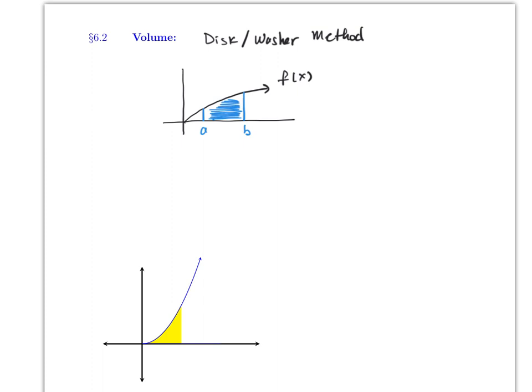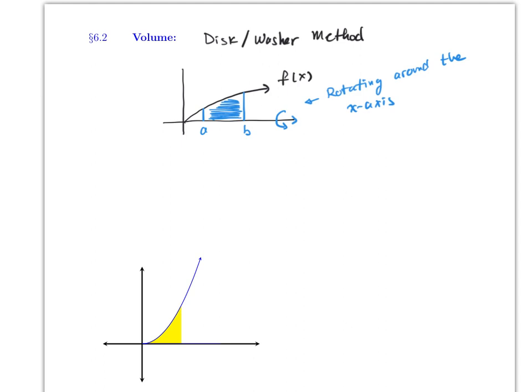Since the area is in 2 dimensions, you're going to rotate this, and the rotation could be on the x-axis, the y-axis, or a different line in here or in here or even here. Okay, so for now, let's say that we are rotating around the x-axis, but remember you can rotate in different positions.